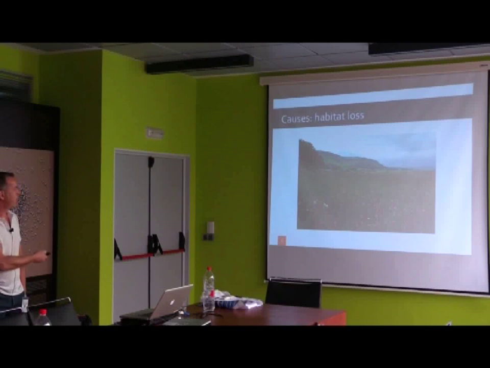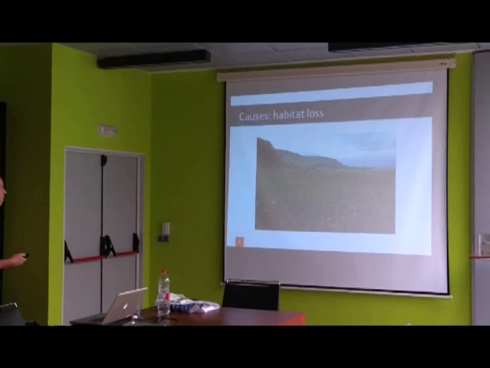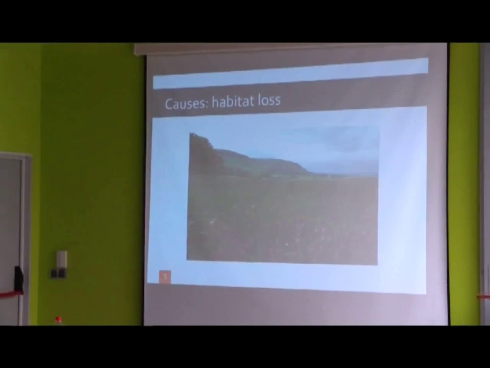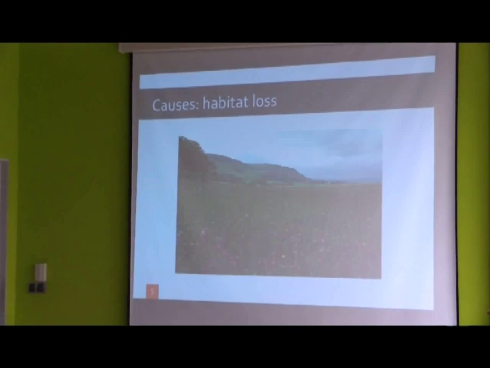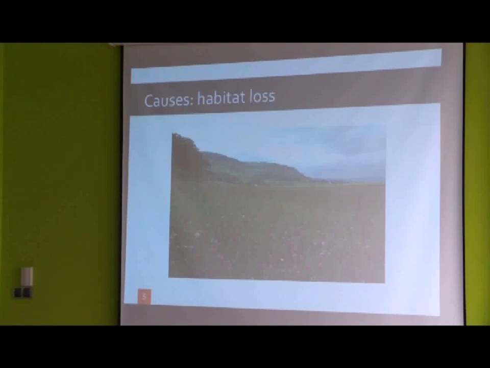So here is a classic bee pollinator habitat. It's a flowering meadow. This one happens to be in Britain, but it could have been anywhere throughout Europe. This is the kind of habitat that bees rely on. There's lots of resources. Those resources are available throughout the year. There will be nesting sites nearby and sites for them to hibernate.